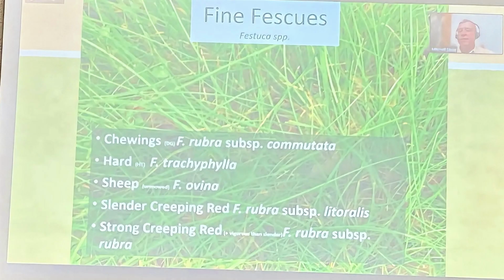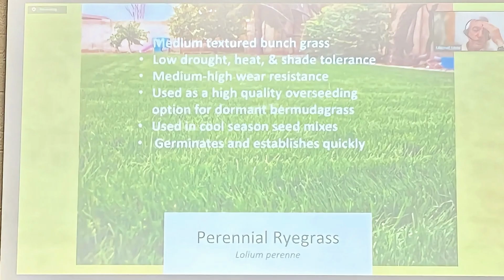Fine fescues, there's chewings, hard, sheep, slender creeping red, strong creeping red. And perennial ryegrass, a medium textured bunch grass, low drought, heat, and shade tolerance, medium high water use, used as a high quality overseeding option for dormant Bermuda grass, used in cool season seed mix, germinates and establishes quickly.